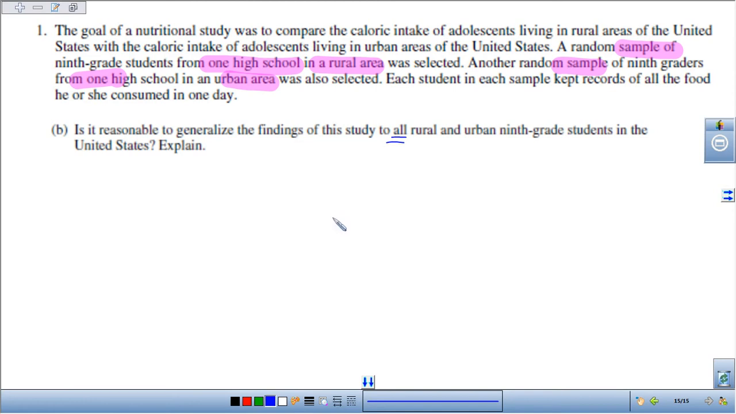It would only be reasonable to generalize the findings to this one rural high school and to this one urban high school. If you want to generalize the findings across the United States, they should have taken a random sample of students from across the United States in a rural setting and also an urban setting.